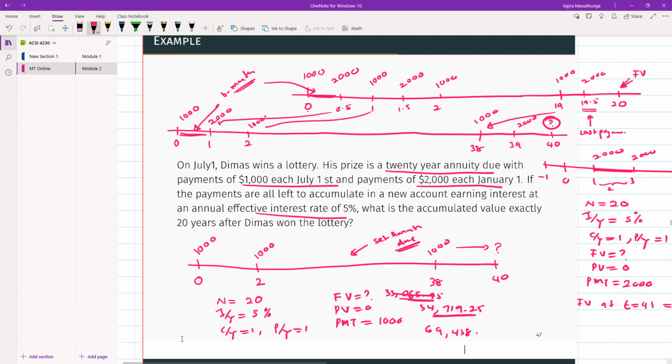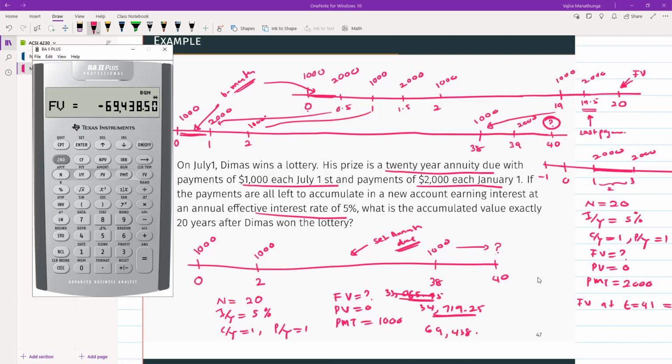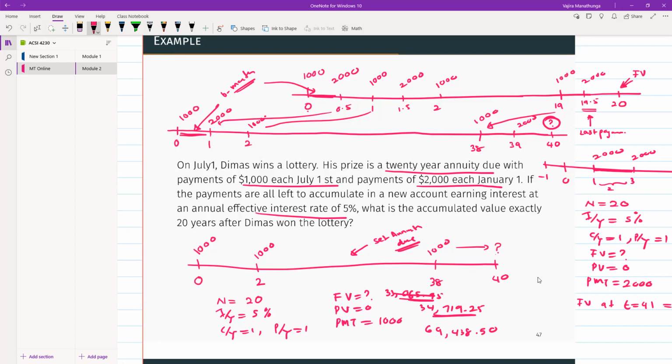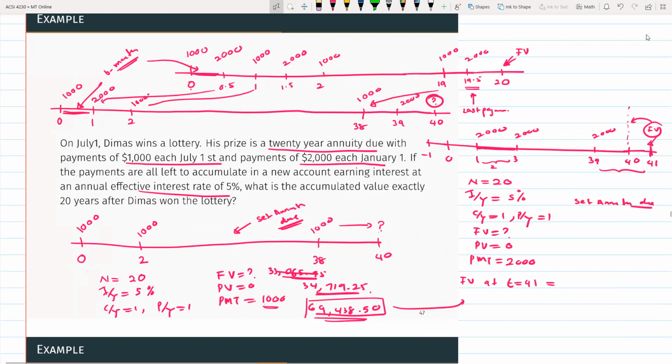It should be double of the previous one, 50. Since we enter 2,000 and everything else is the same, instead of 1,000 you enter 2,000, so this should be double of that. So this is the value for this one. Future value at time t equal 41 is 69,438.50. Now we need the value at time t equals 0.